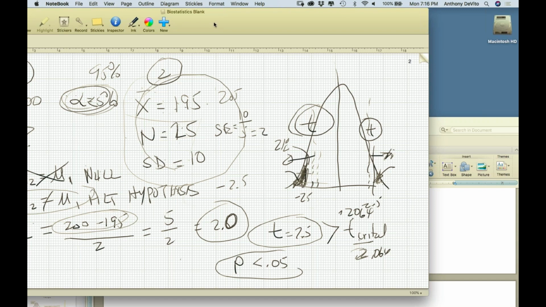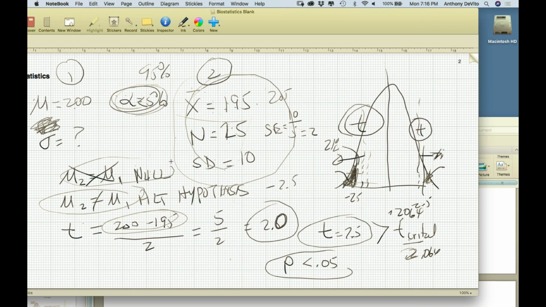So in that case, could I reject my null hypothesis? No, I can't reject my null hypothesis. So I failed to reject my null hypothesis. I don't say I accept my null hypothesis. I don't make any conclusions about it at all. I just say I failed to reject it. Okay, so let's give it another try.